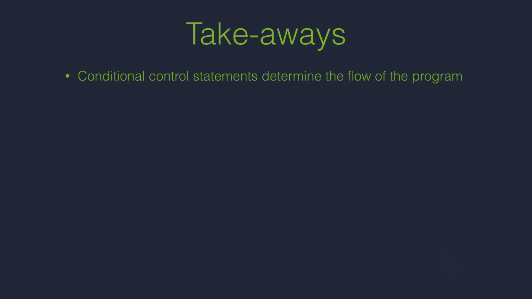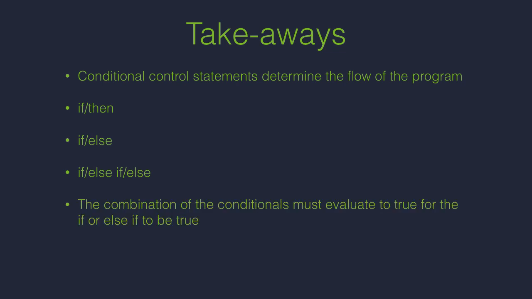Conditional control statements determine the flow of the program. We have the if then, we have the if else, we have the if else if, and else. Combination of the conditionals must evaluate to true. So the entire if has to evaluate to true for the if or the else if to be true. And you saw that. We just went through that.